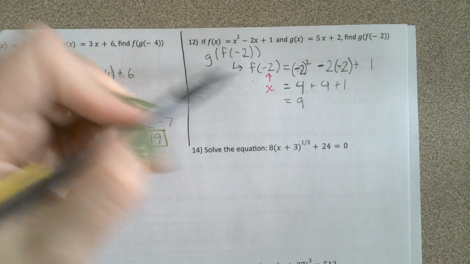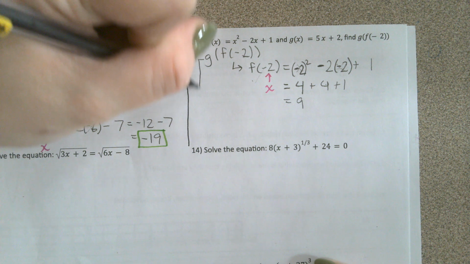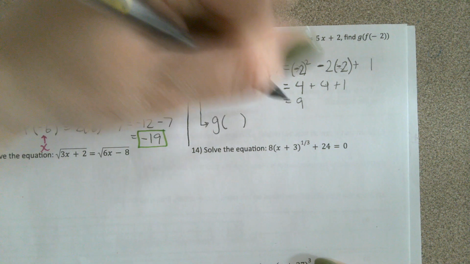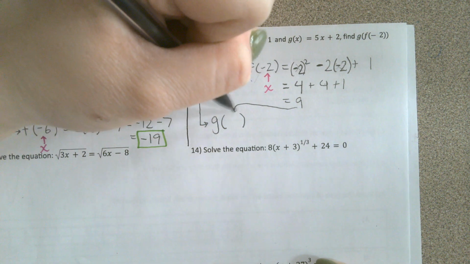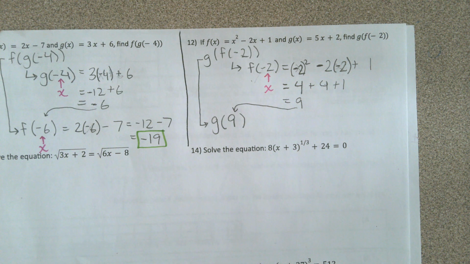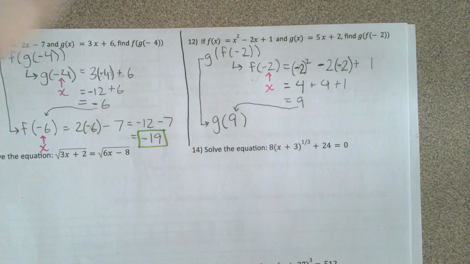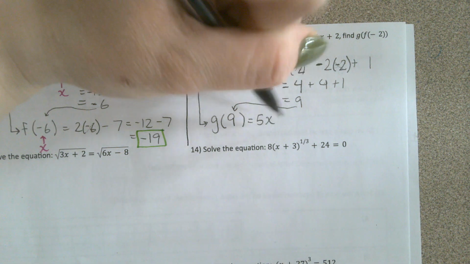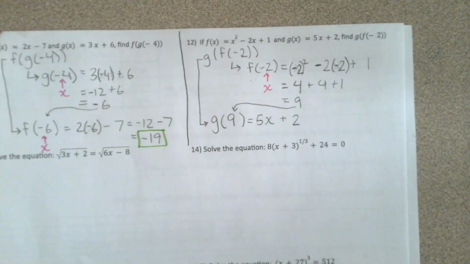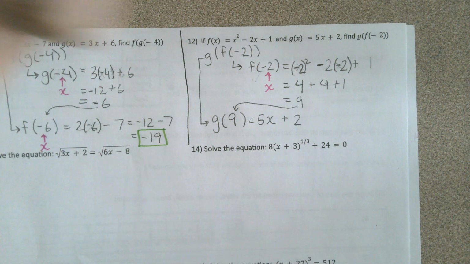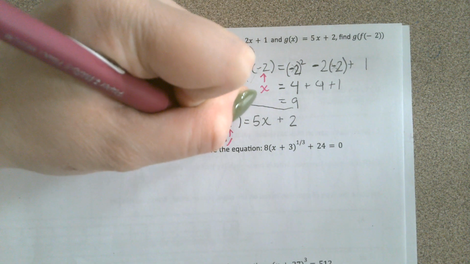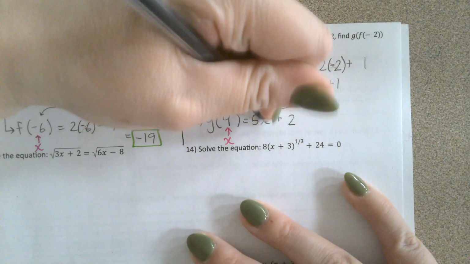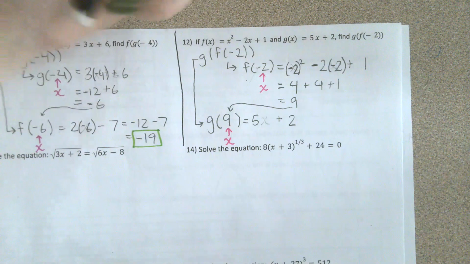So we found the inside part first. So now I'm going to bring this g down. And I have g of, bring that 9 over and drop it into the parentheses, g of 9 equals, the g function is 5x plus 2. Once again, that 9 in parentheses is your x value. So I'm going to come over here and erase the x and put a 9 in its spot.